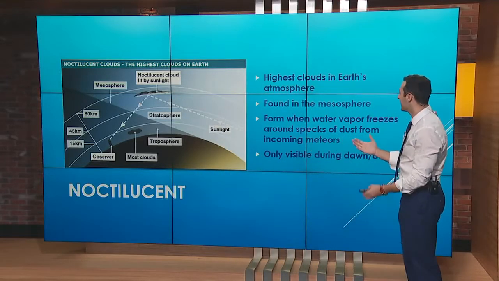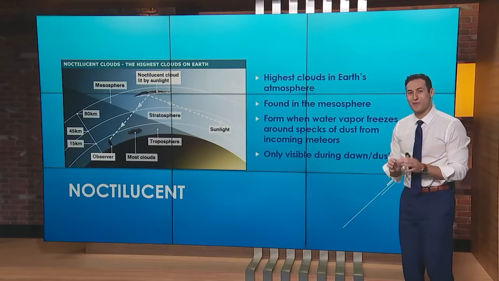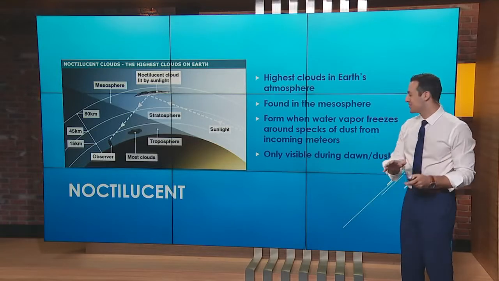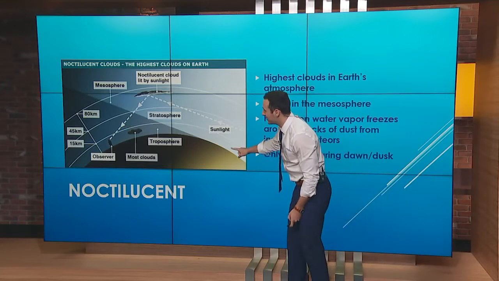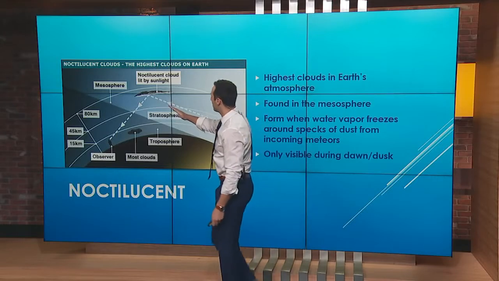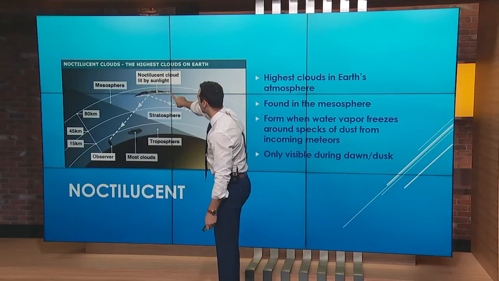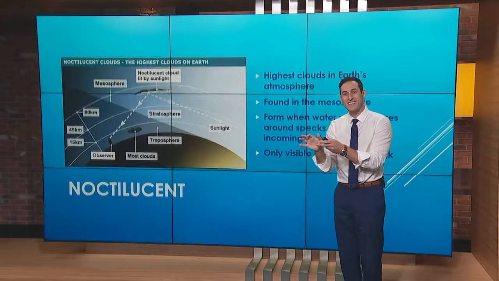What happens is, it's in the mesosphere when water vapor freezes around specks of dust from incoming meteors. So this is why it's not too common, and it's only visible during dawn or dusk. So let's say you're standing here, and the Earth is curved, right? So if you're looking over the horizon up, you could see the cloud. So this is the observer in this instance, and you look up towards space. The sky's largely going to be dark, but you'll see some wave-like features in the clouds. Looks like this. So this is a Noctilucent cloud.